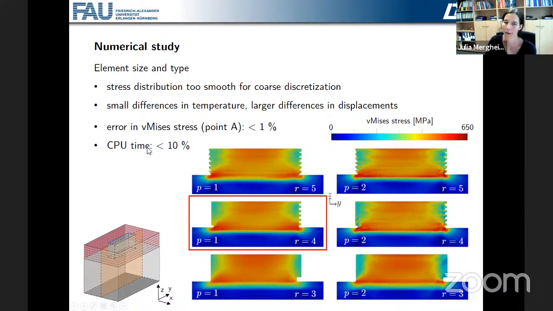And if we compare the computational effort of this mesh with the finest mesh with quadratic elements, we only need less than 10% CPU time. So the quadratic elements are, of course, very expensive.